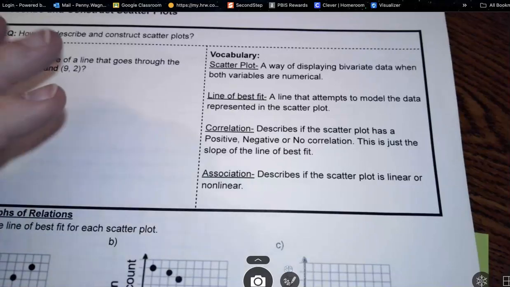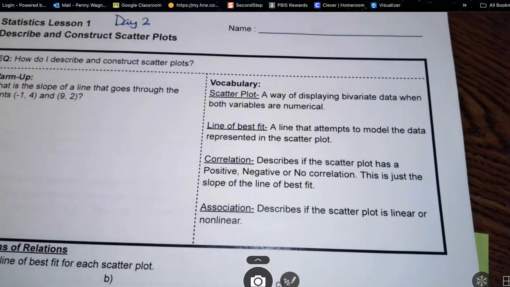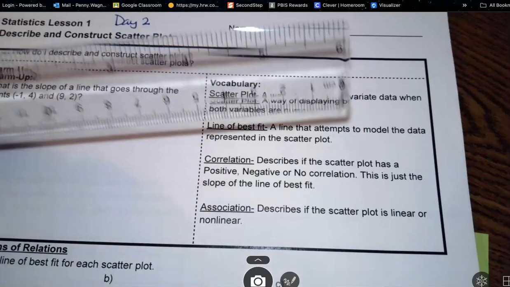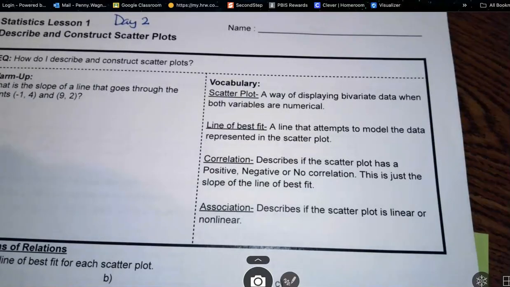Alright, today we're going to be talking a little more about scatter plots, and we are going to be talking about line of best fit today. So you are going to need a ruler and a pencil along with your notes to be able to do this. You can pause your video long enough to go get those if you don't have them already.